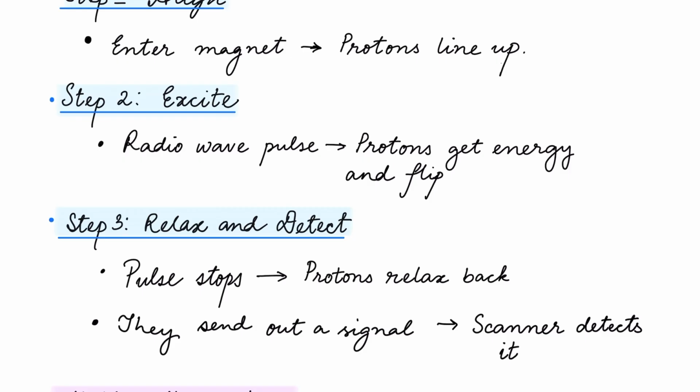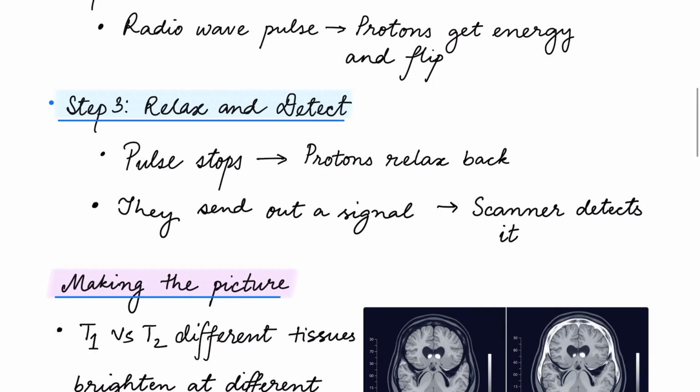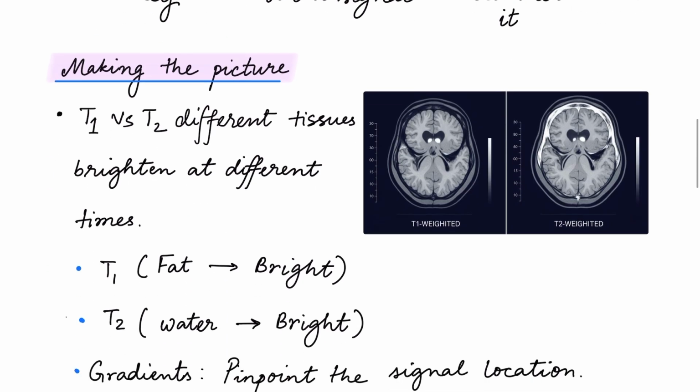Now the last, or third, step is relax and detect. Once the radio wave pulse stops, the protons begin to relax and return to their original alignment. As they do, they release energy in the form of a small radio signal, which is detected by the MRI scanner.